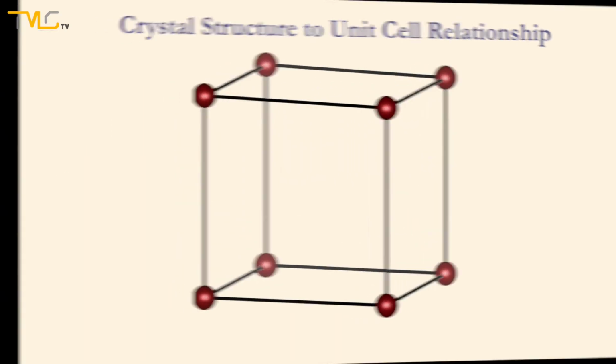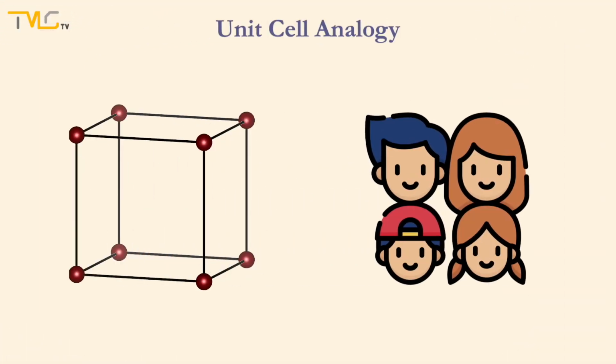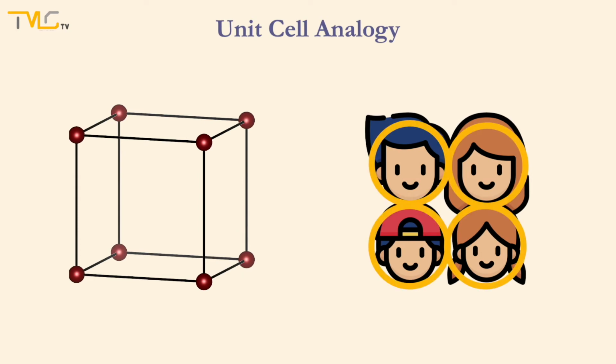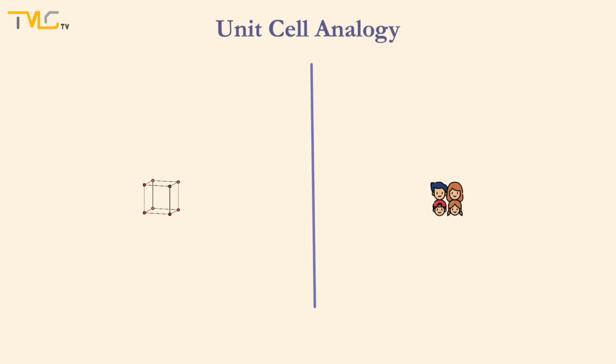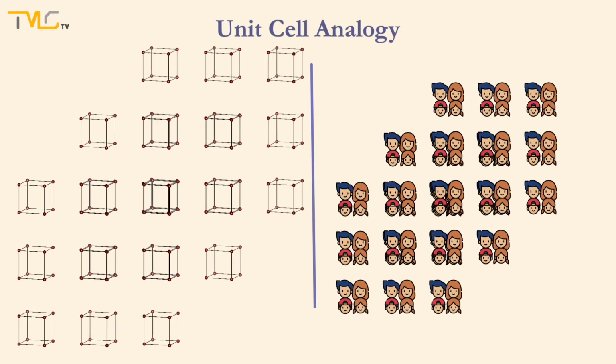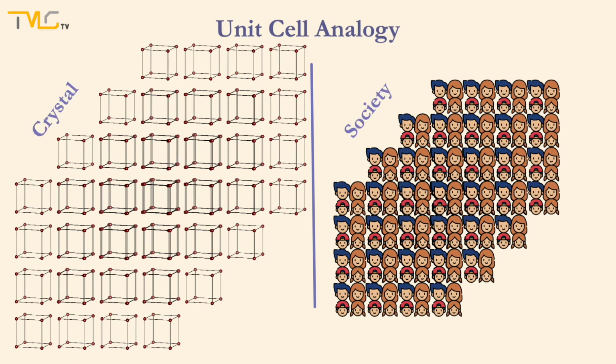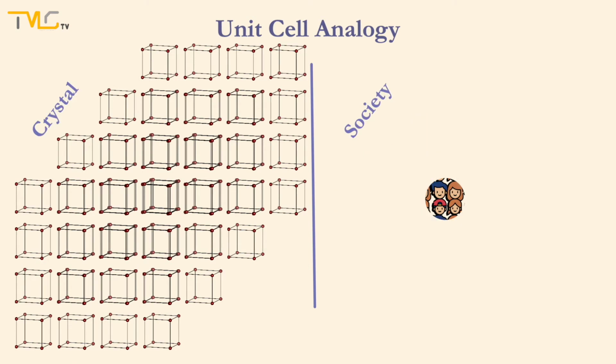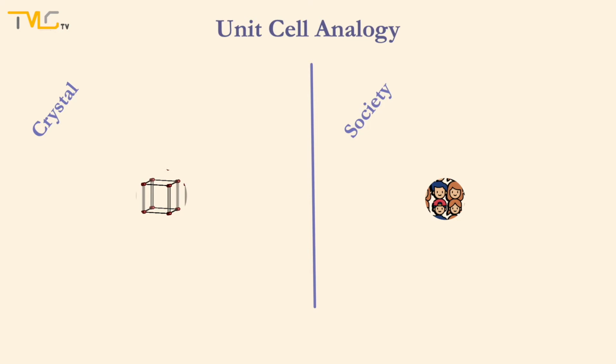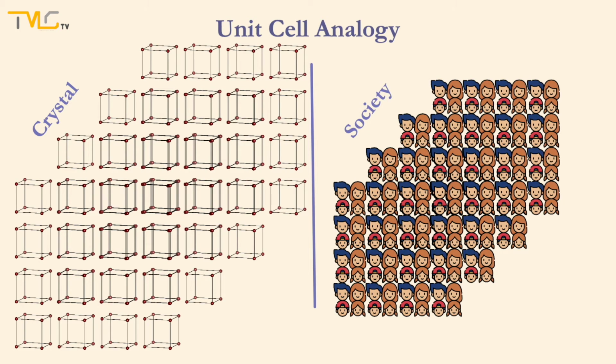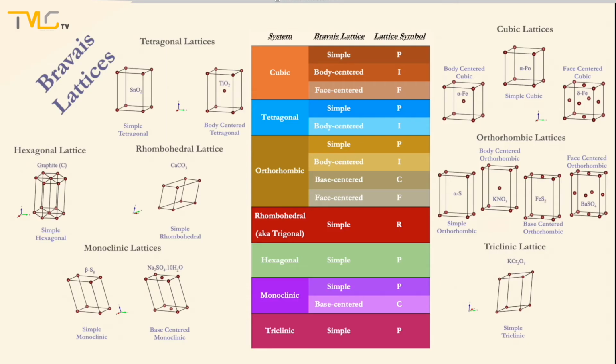To further clarify unit cell conceptually, let's use an analogy. Let's think of a single unit cell as a family. Each member of this family represents an atom in the unit cell. And when these families come together in an ordered fashion, they form a society, which is the analogical equivalent of the crystal structure of the material. In this system, the family, in other words the unit cell, is the smallest repeating unit in the crystal structure, or in the society. You might have already guessed it, but I would like to articulate that the Bravais lattices that we have mentioned in the previous video also represent the unit cells for crystalline materials.